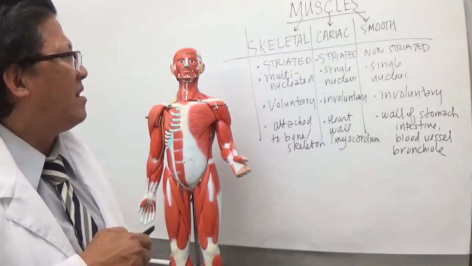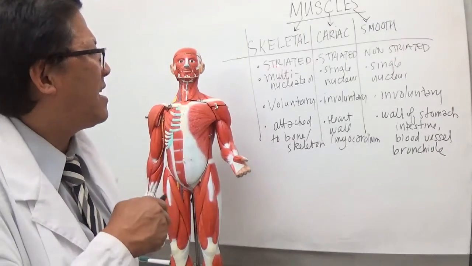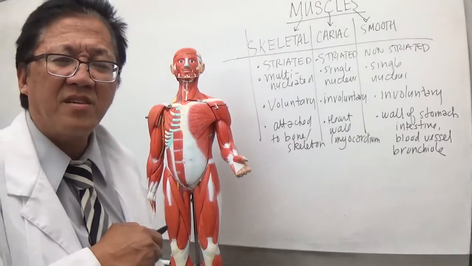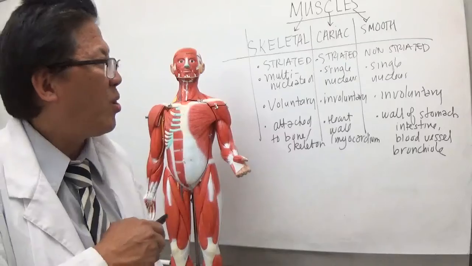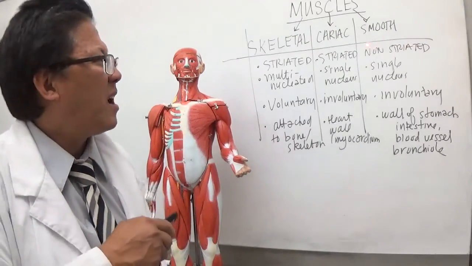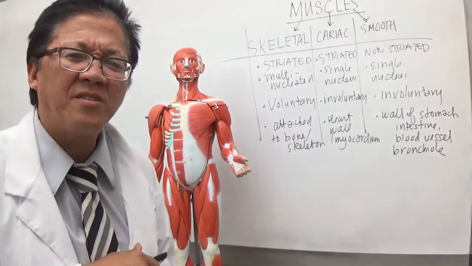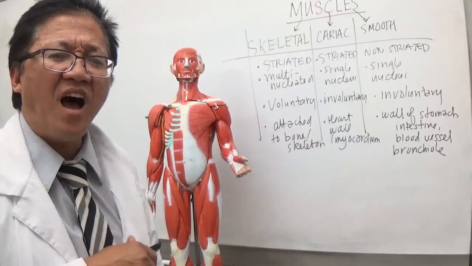Not only that, on examination under the microscope, you can see that the skeletal muscles are heavily striated, while your cardiac muscles are slightly striated. Now, what about your smooth muscles? The smooth muscles are non-striated. So these are non-striated muscles.